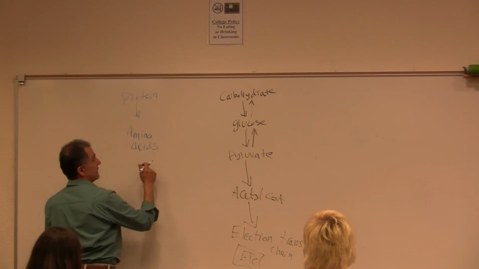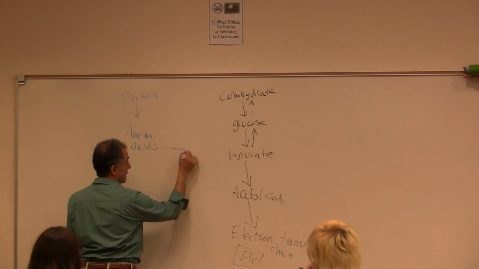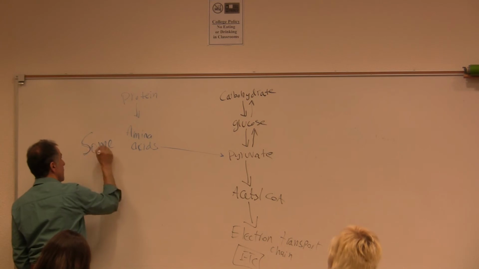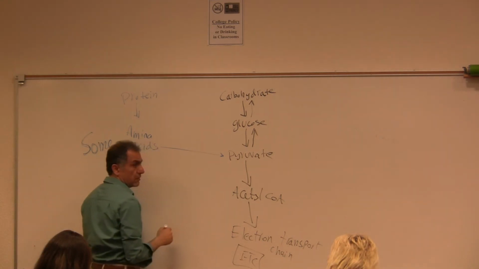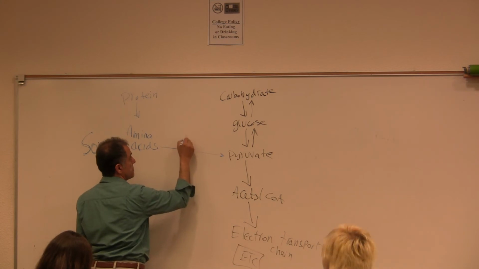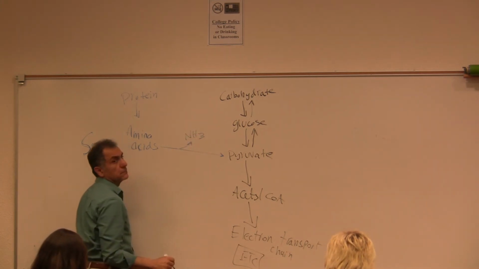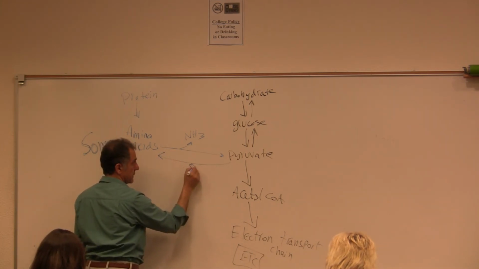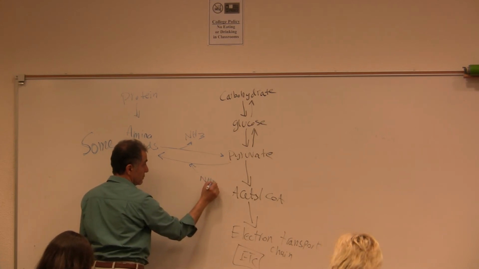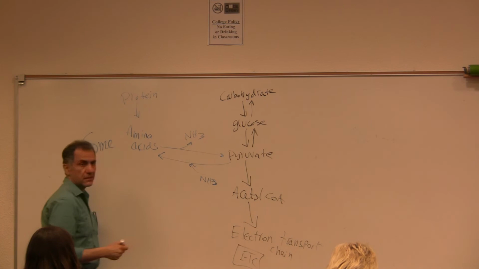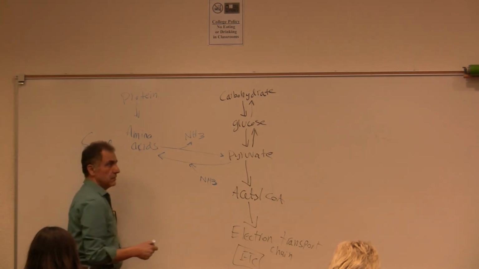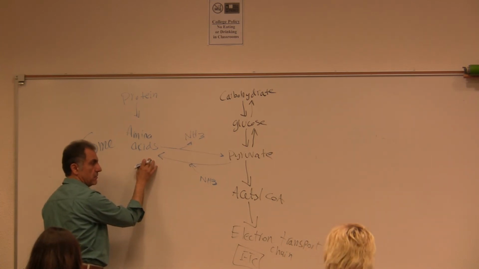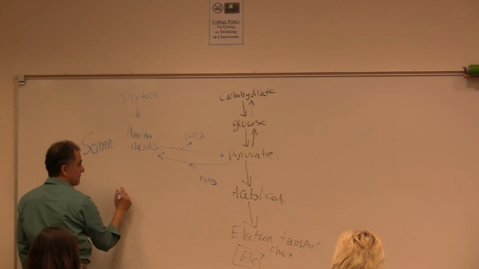So amino acids, what happens, some amino acids can become pyruvate, right? And what do they lose? Ammonia. Pyruvate can become some amino acids. What do they need? The pyruvate needs what? Ammonia for amino acids to be made. Does that make sense, everybody? And who does this job for you in your body? Liver. Thank you.